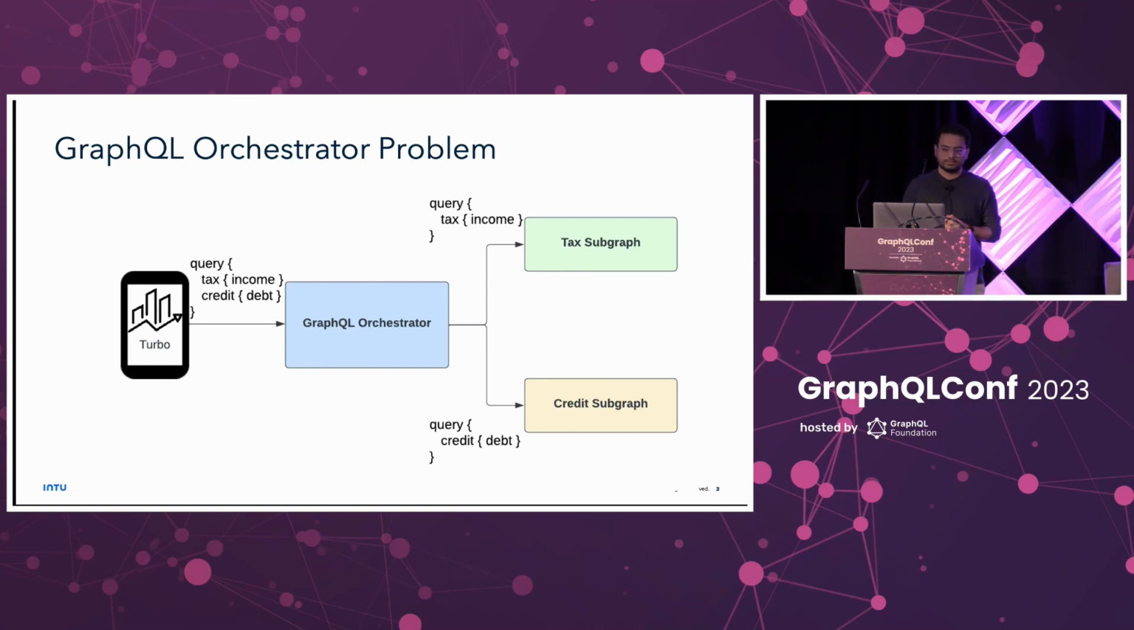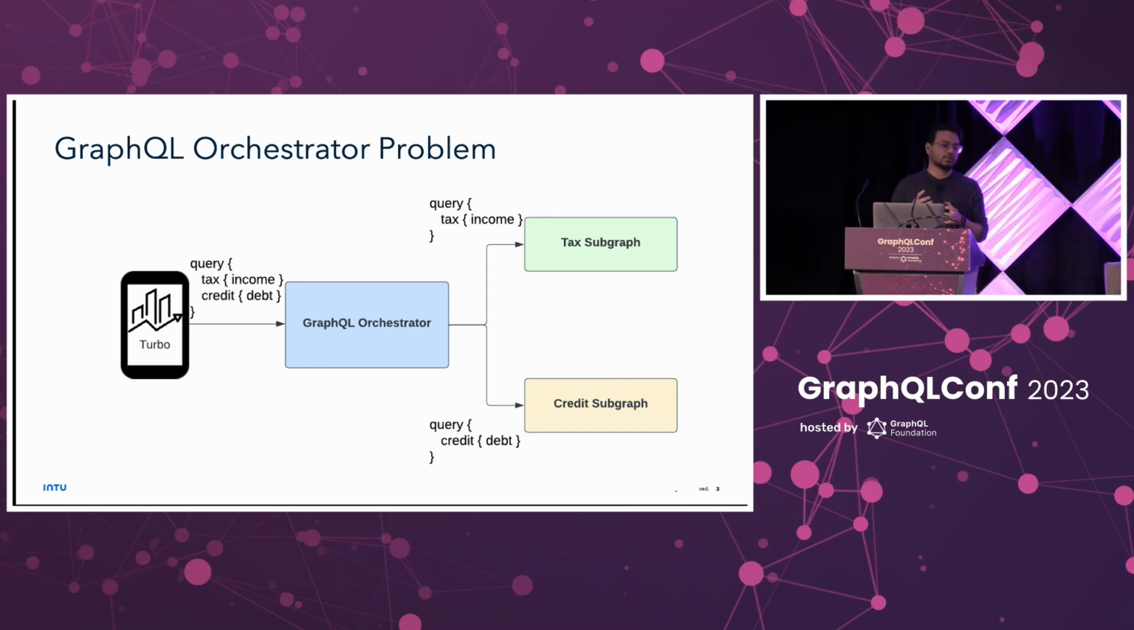Now, the tax data is very huge. It has like 50,000 fields. The tax document is like MBs of file. Similarly, the credit report is also huge. So we wanted to avoid the overfetching problem, and that's why we chose GraphQL.